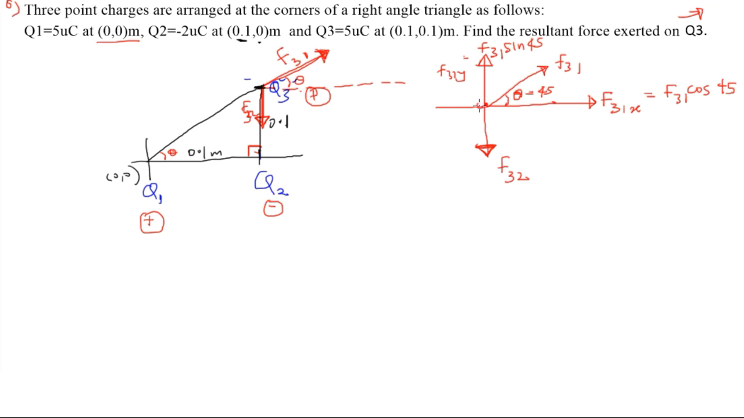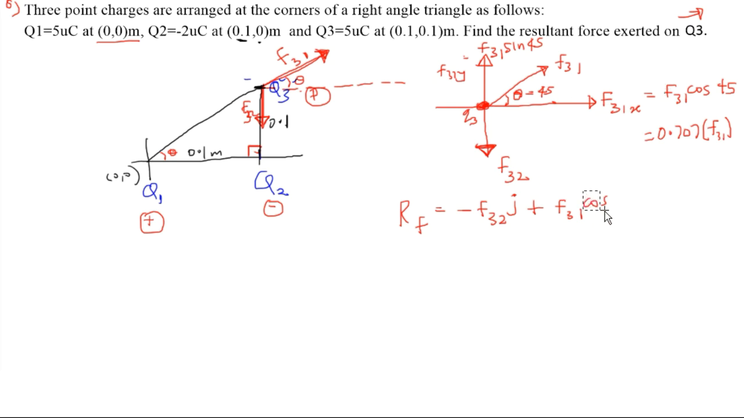So the resultant force on Q3 is equal to F32. F32 should be negative because it is along the negative y axis. So I should have minus F32 j, that is, it is along the negative y axis, plus F31 cos 45. Okay, what is cos 45? If you can remember, cos 45 is root 2 over 2, which is 0.707. So let me just simplify this so that it will become 0.707 F31.